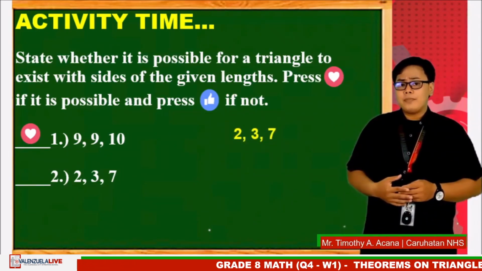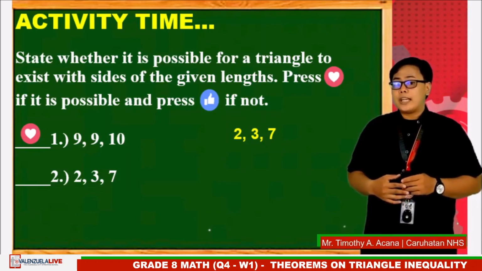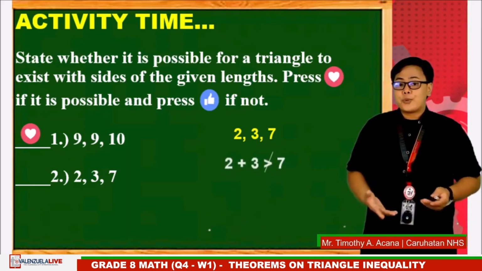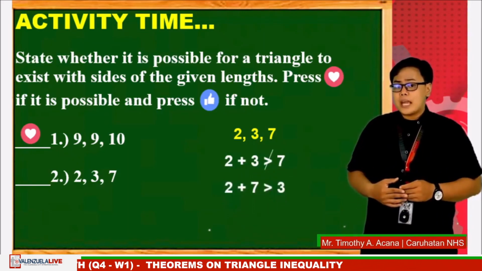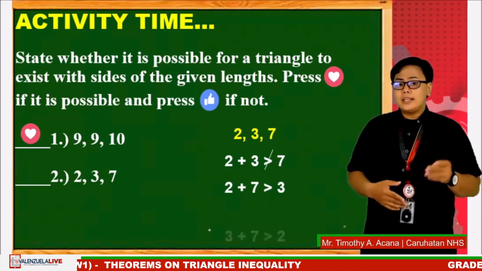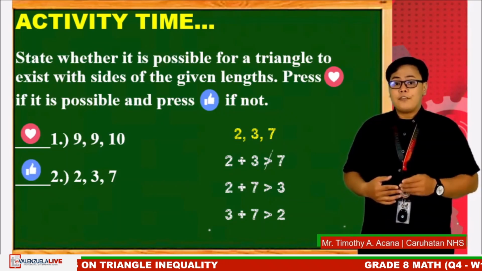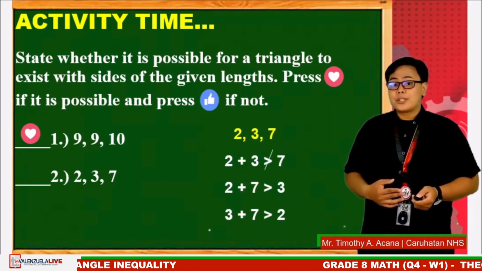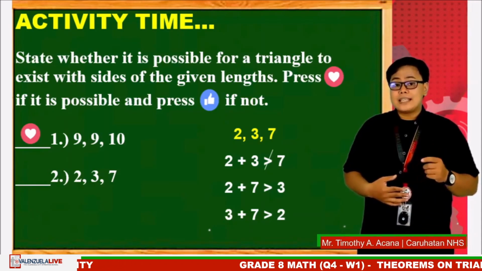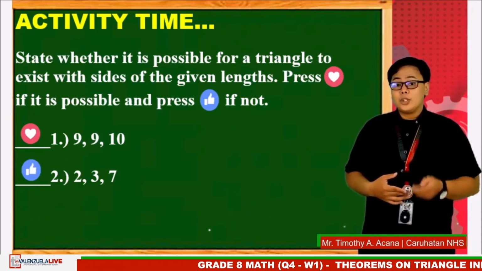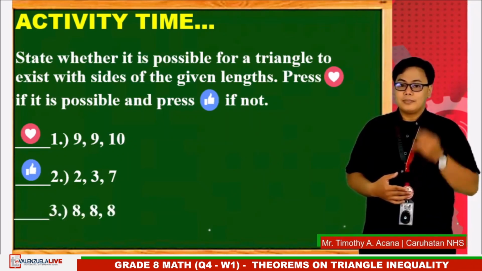Next, we have 2, 3, and 7. Applying the same concept, we are going to add the two sides of the given triangle and determine if it is greater than the remaining side. So first, we have 2 plus 3 is not greater than 7. Next, we have 2 plus 7 is greater than 3. And lastly, we have 3 plus 7 is greater than 2. If you will notice, one of the sums of the two sides is less than the remaining side because 2 plus 3 is less than 7. Therefore, 2, 3, and 7 are not possible lengths of a triangle.